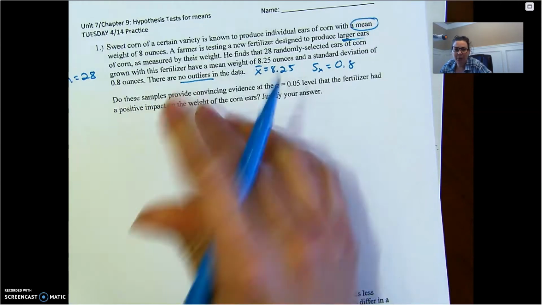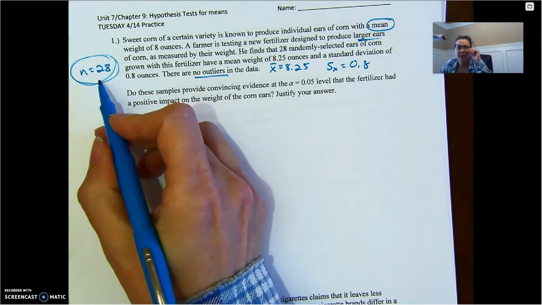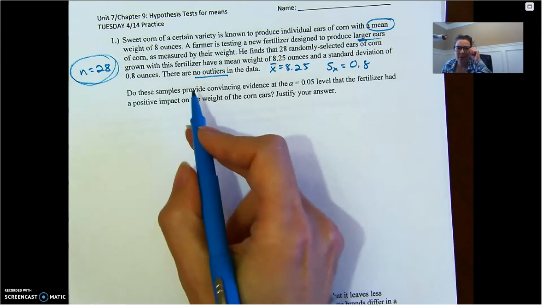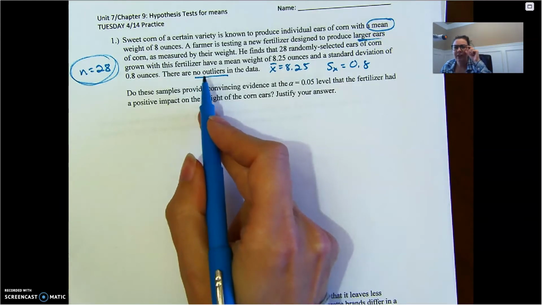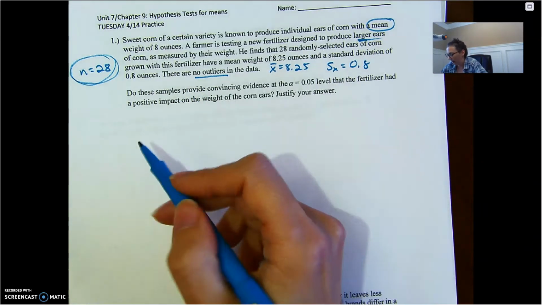That's going to be important because notice we don't have that central limit theorem. Central limit theorem wants to see at least 30 and we're only at 28. But by declaring that there's no outliers, that means we're okay, right? T distributions are robust. All right, moving on.